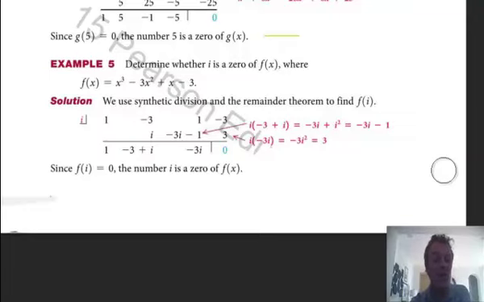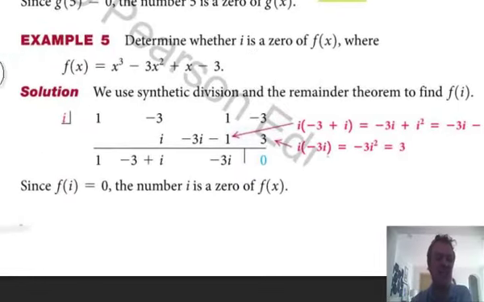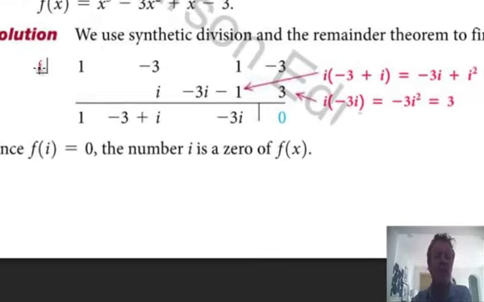Okay, how about this one with synthetic division? Determine whether i is a zero. Is i a zero? Right, well, let's try it. We lay it out in synthetic division. So again, 1, -3, 1, -3. Those are the coefficients. I'm going to use i.